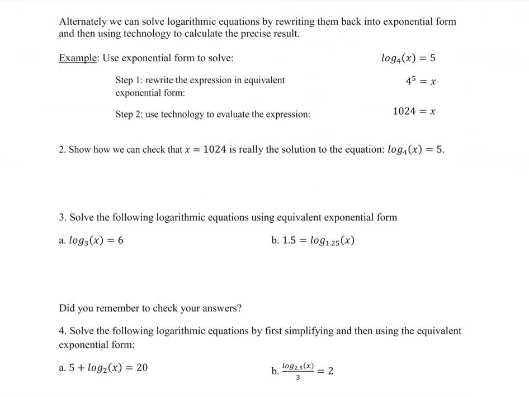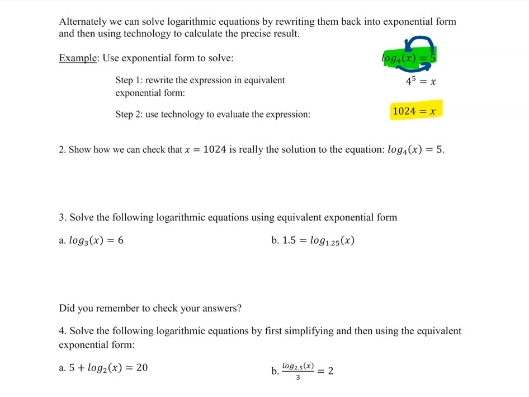Next, alternately, we can solve logarithmic equations by rewriting them back into exponential form and then using technology to calculate the precise result. For example, here, log base 4 of x is equal to 5. What we did earlier, you can rewrite this into exponential. That is 4 to the 5th is equal to x. So using these arrows, 4 to the 5th power is equal to x, and using technology, 4 to the 5th is equal to 1024.